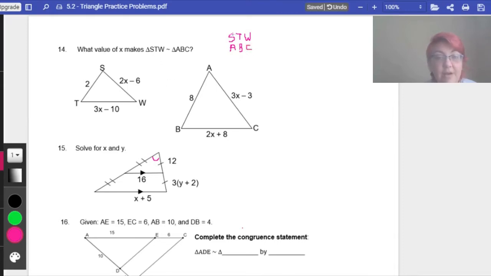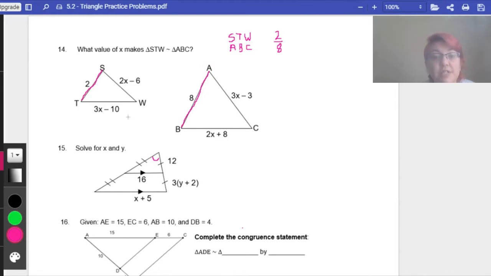Okay, now I can see what matches up. So S, T matches A, B. All right, that has 2 over 8. Now it's important that we pick the one that has 2 numbers so that we have some sort of scale factor. And we can reduce this to 1/4 and use that, or we can just set up a proportion of sides. And it does not matter which other side pair you use, as long as they match.